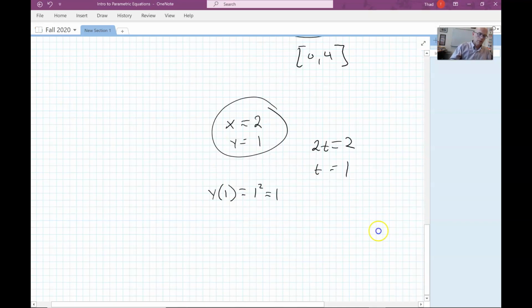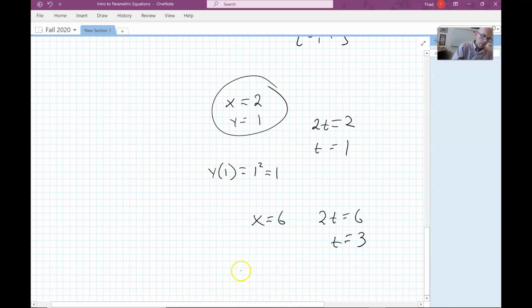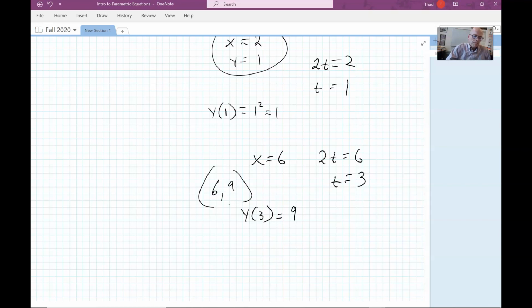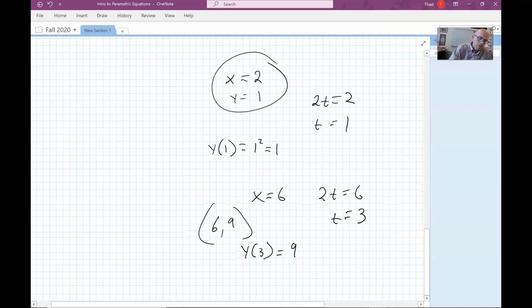Okay, and likewise, because we already did that one, let's do a different one. Let's say that we knew that x is equal to 6. Well, then we do the same thing. 2t is equal to 6, which means t is equal to 3. So y of 3 would be equal to 9. So the point 6, 9 would go on that same graph. 9 would be the y coordinate that goes with 6. Okay.